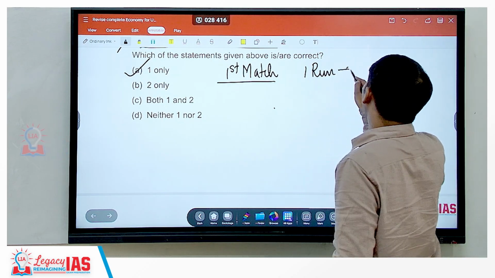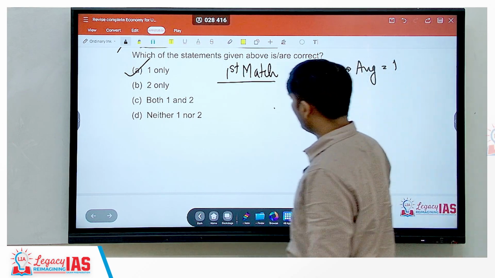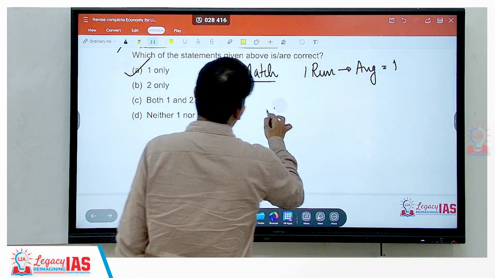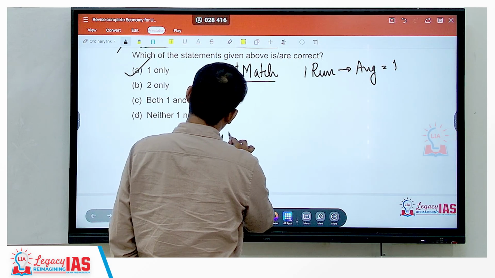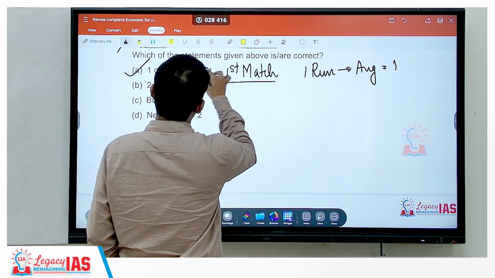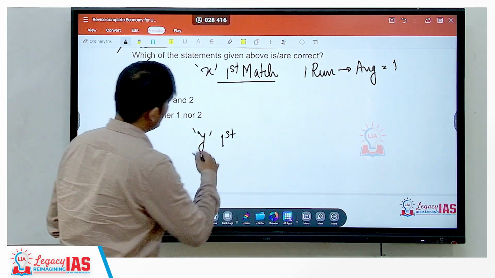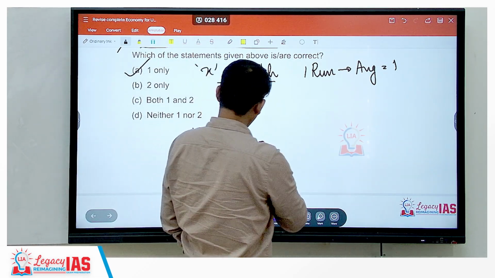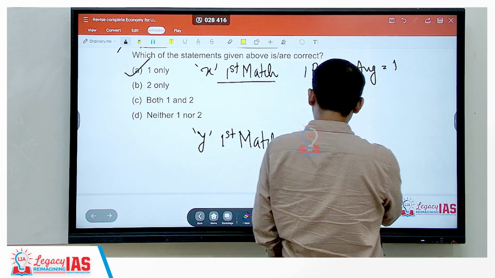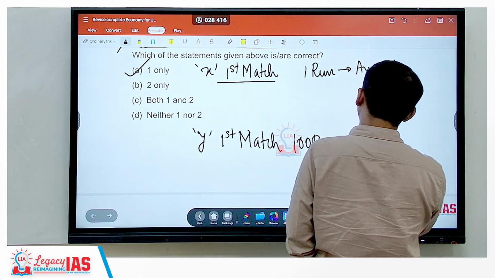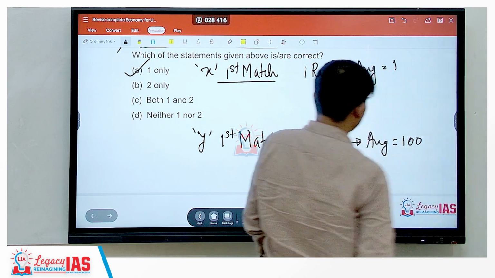So what is your average? Your average is 1. Now someone else also played. Let's say this is Mr. X. This is Miss Y. Miss Y also played the first match and she scored 100 runs and got out. So her average is 100. Clear?